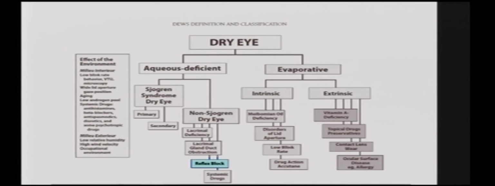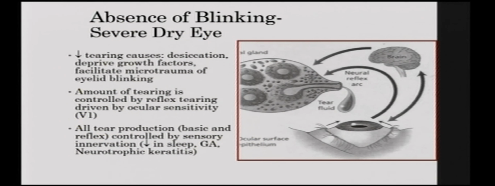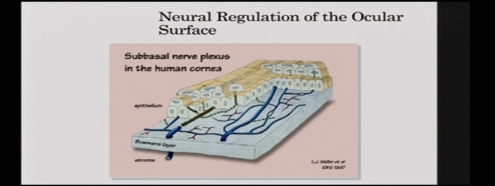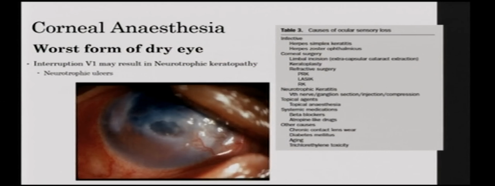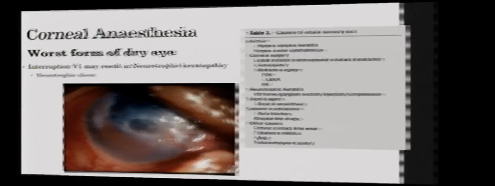If we look at the reflex block amongst the non-Sjogren's, we know that the absence of blinking leads to a severe dryness, and this is the nerve plexus that Dr. Rosenblatt also referred to earlier, which is in the subepithelial area. And the corneal anesthesia is really one of the most difficult forms of dry eye to treat, because when the fifth nerve is desensitized, there is a neurotrophic keratopathy which sets in, and this is just a list of some of the things that cause this ocular sensory loss.